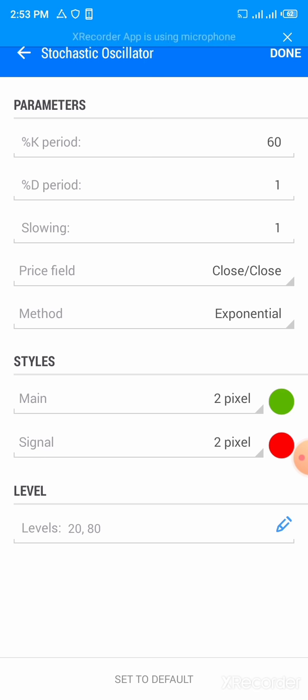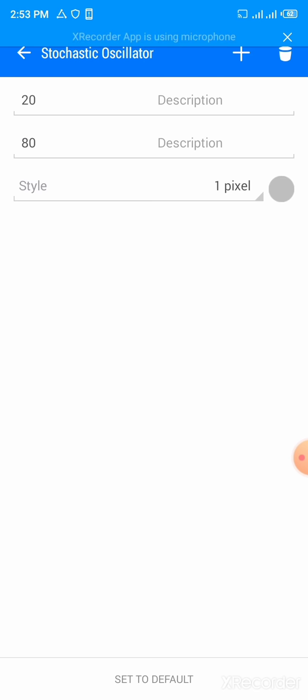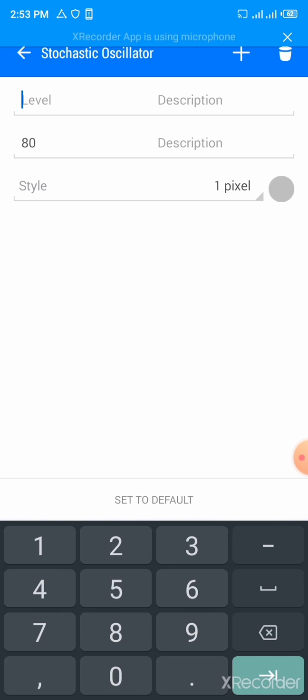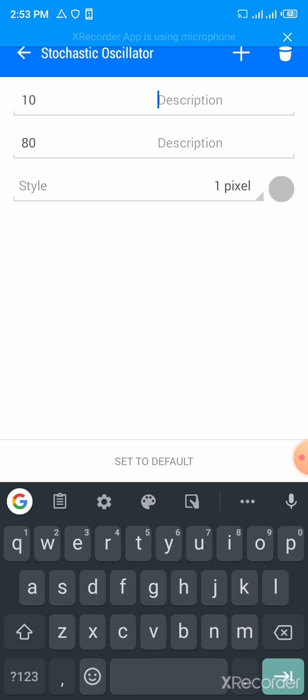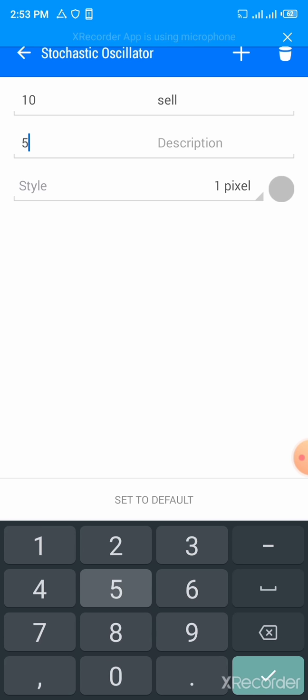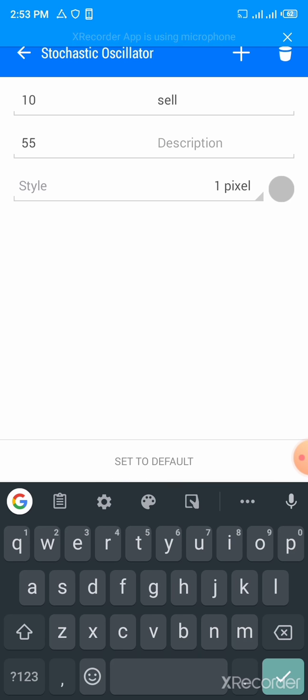The next one, 2 pixel, is red. Then by default you see all this here. We have to edit it: 10, which is sell or oversold. Then 55, which is wait or take profit.